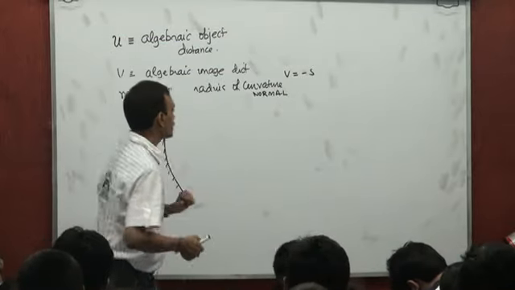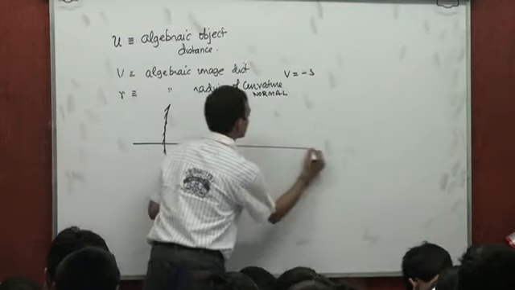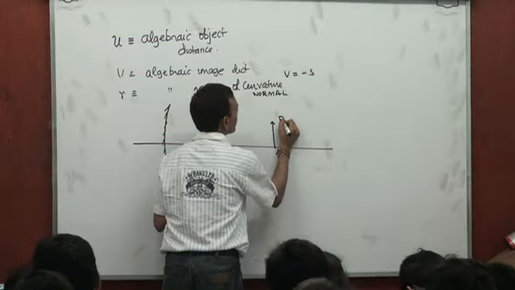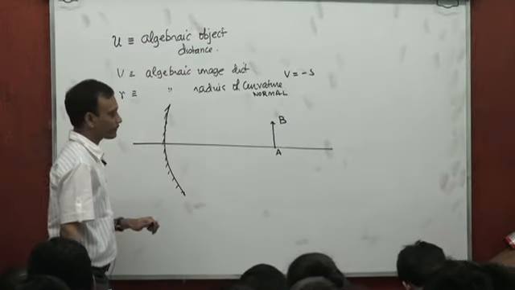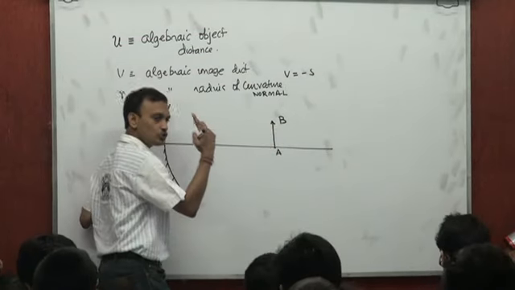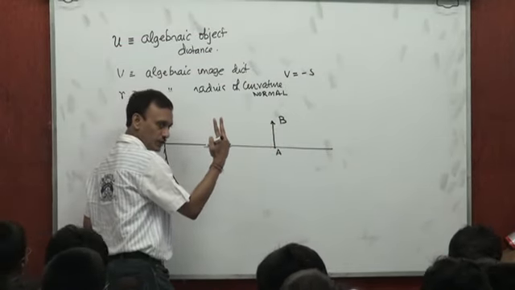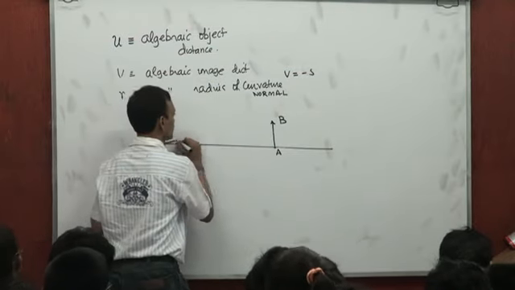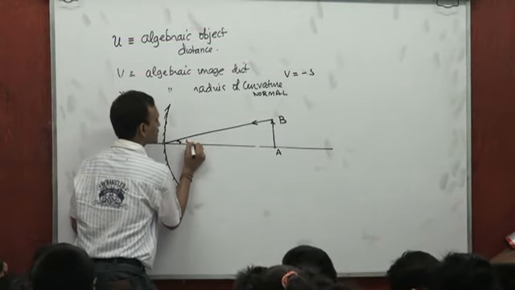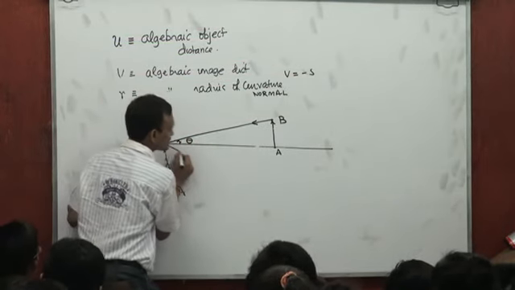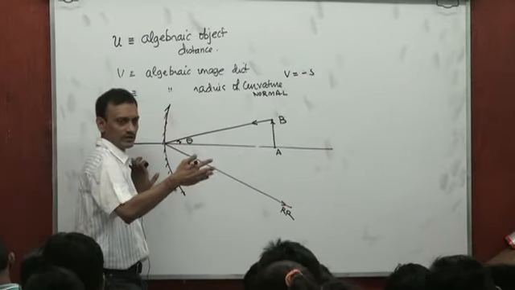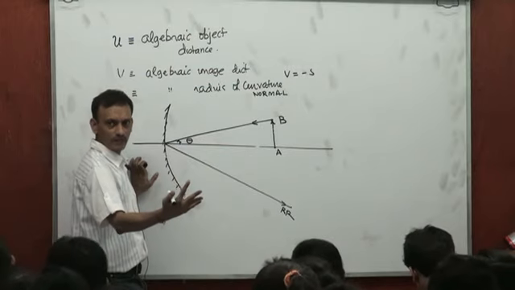So, when I look at an extended object AB, now locate the image of B. Any two rays would clearly locate the image of B, right? So, for example, this is one ray. This angle is theta. This is the reflected ray, right? So, the image must lie on any reflected ray.